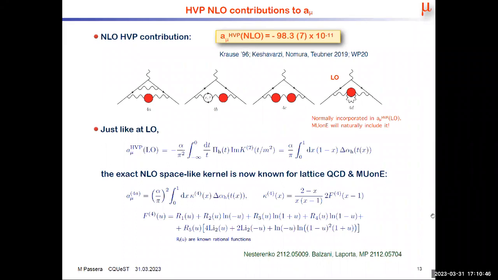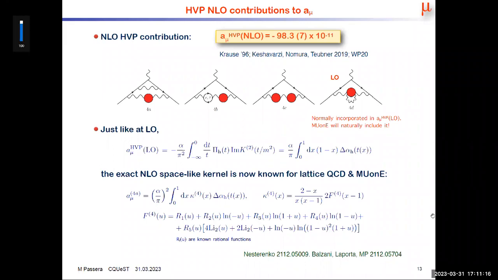We now have also expressions for the space-like region that can also be used for the lattice QCD community. So the lattice QCD community will also produce precise results for this contribution soon. And to do that, they need these kernels that are now available. And they will also be available for MUonE, which is a proposal for a new experiment at CERN, and I will talk about it in the last 5 minutes of my talk, or 10 if I go a bit faster.